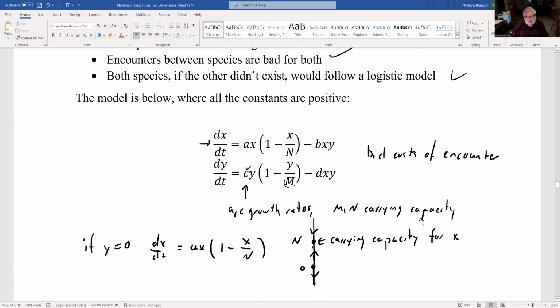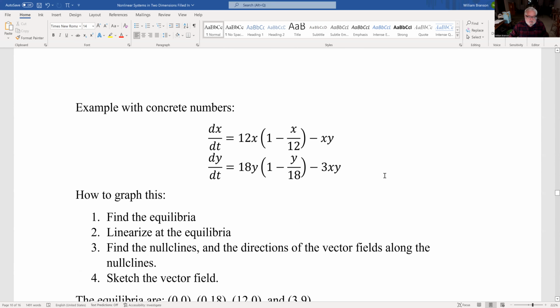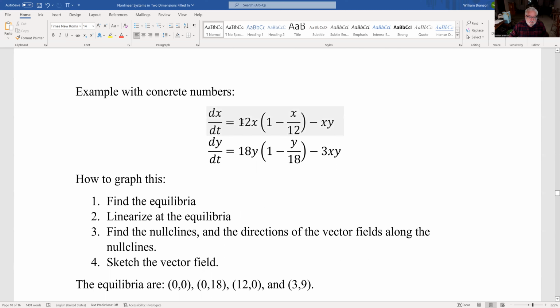An encounter could mean basically the elk came along and ate all the food off of a tree, and then the moose came along and was like, oh my god, there's no food on the tree left because the elk came and ate it. And so that's what we're talking about when we're talking about encounters. So here's an example with concrete numbers. dx equals 12x, 1 minus x over 12 minus xy. This population has a stable population of 12. This population is a stable population of 18.